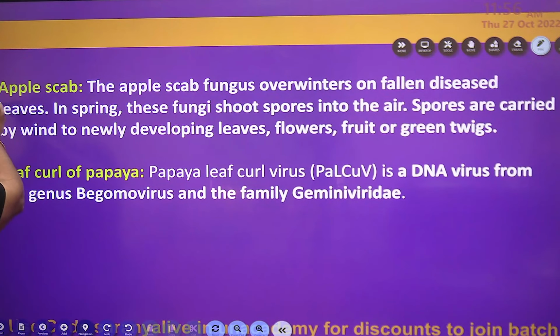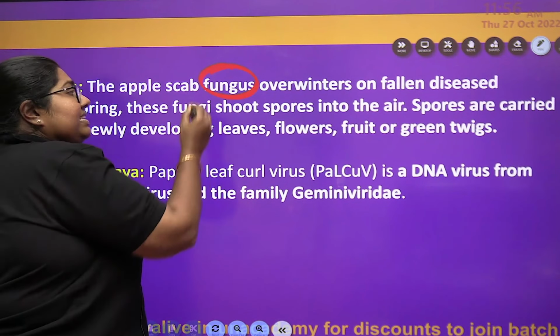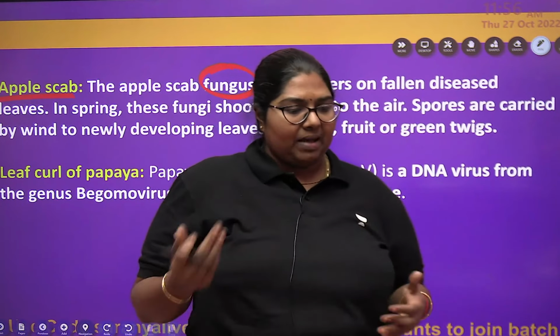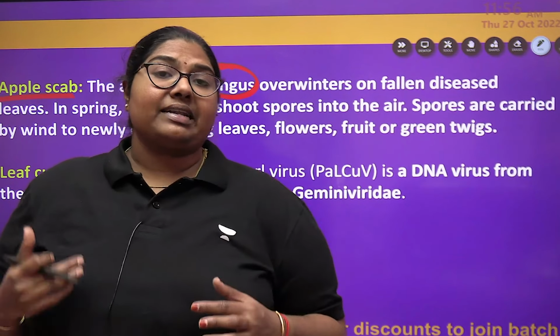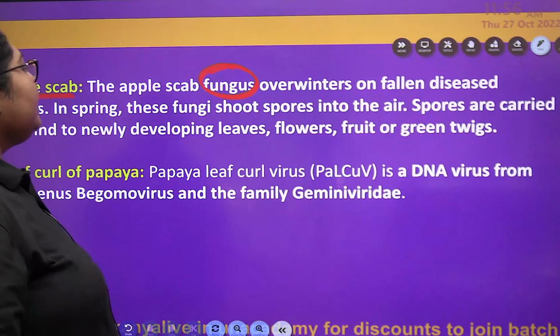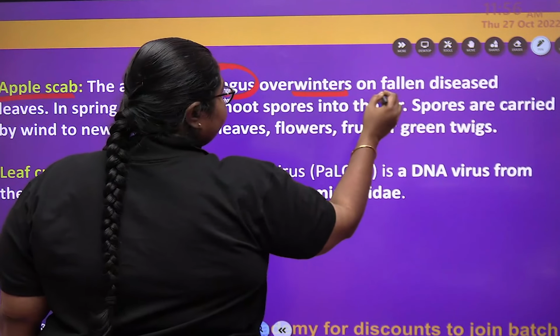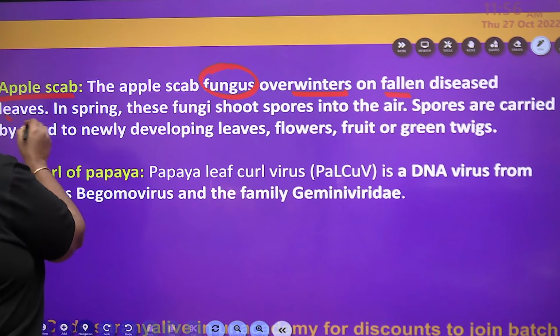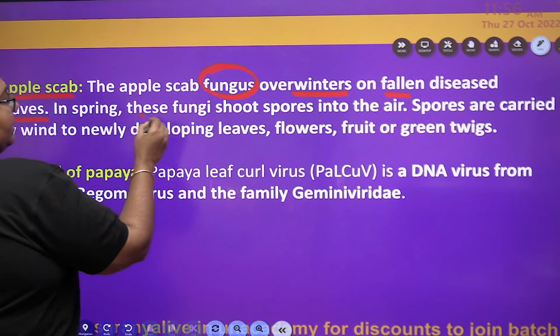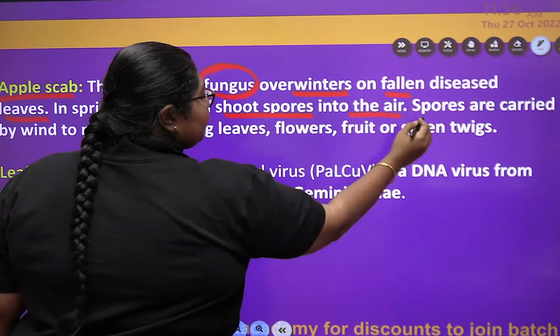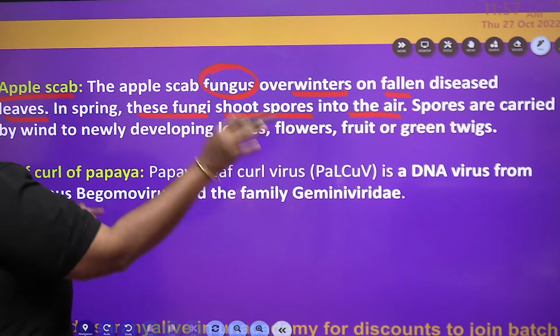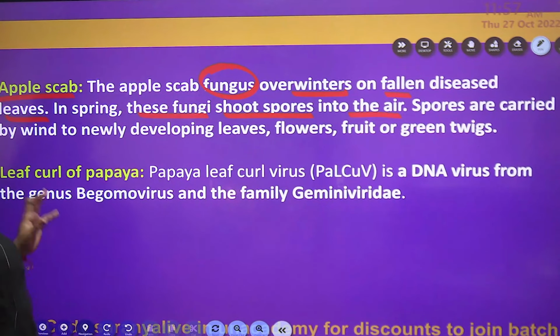The next one is apple scab. Apple scab is a fungal disease. Xanthomonas is a bacterium, but apple scab is a fungal disease. It usually occurs in winter on fallen diseased leaves. These fungi shoot spores into the air, and the spores are carried. This is how apple scab functions.